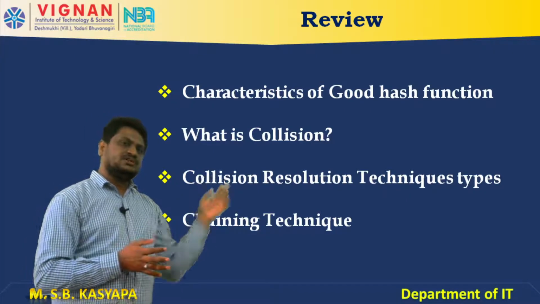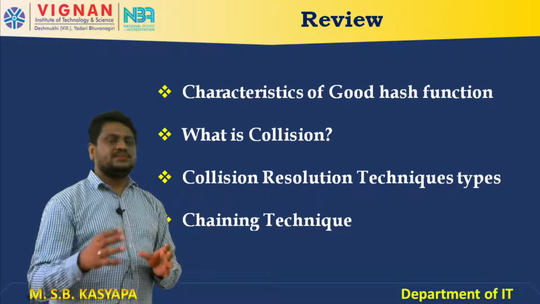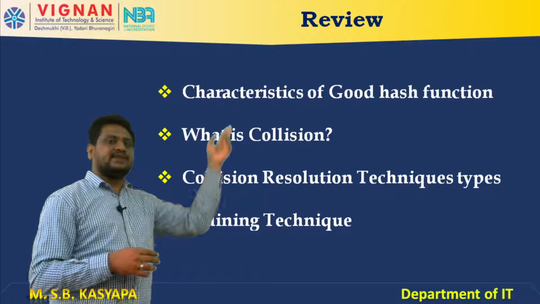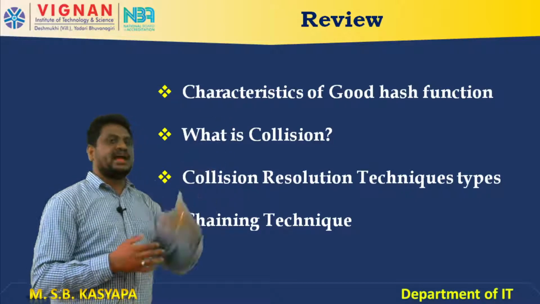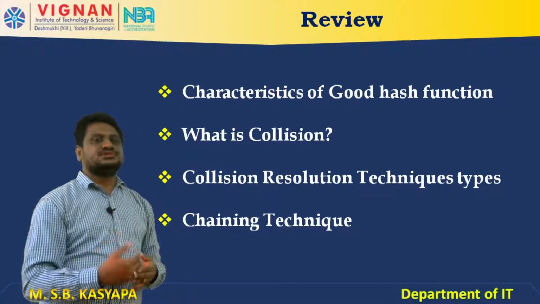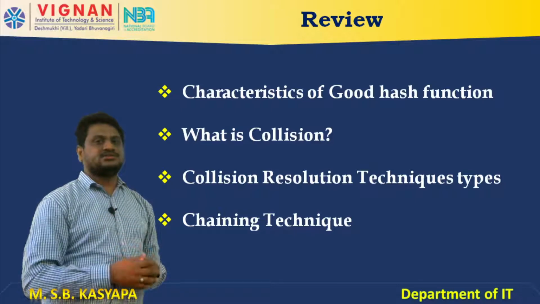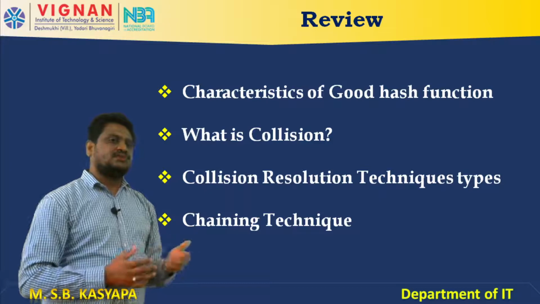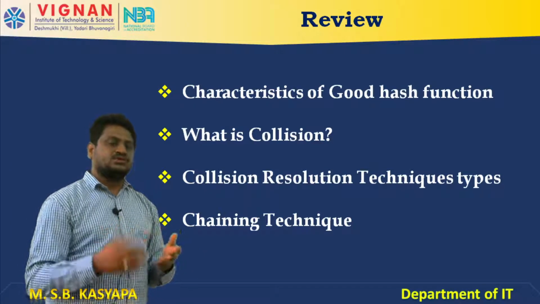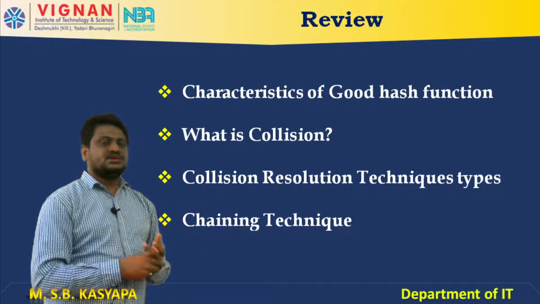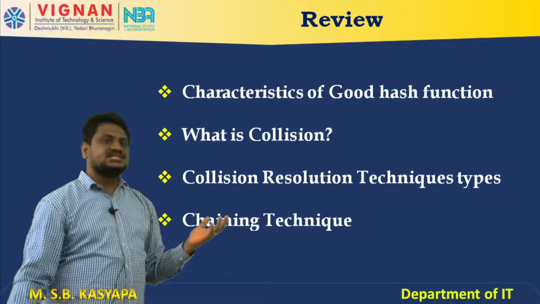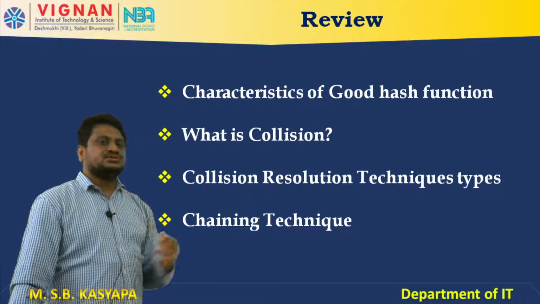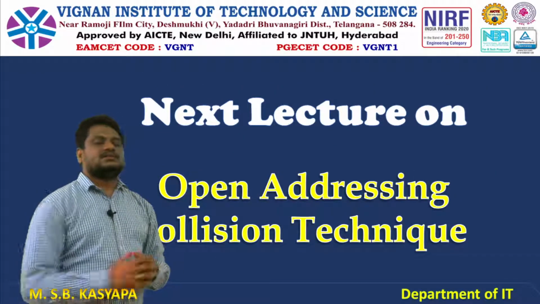And what is a collision? If I want to insert two elements or two keys at the same key, a collision will happen. Collisions can be reduced by using a good hash function, but even a good hash function cannot produce a perfect result. So, for that purpose I have to use collision resolution techniques. What are the collision resolution techniques? I have two. One is chaining, the second one is open addressing. Now, we discussed chaining. In chaining, each key stores a linked list.